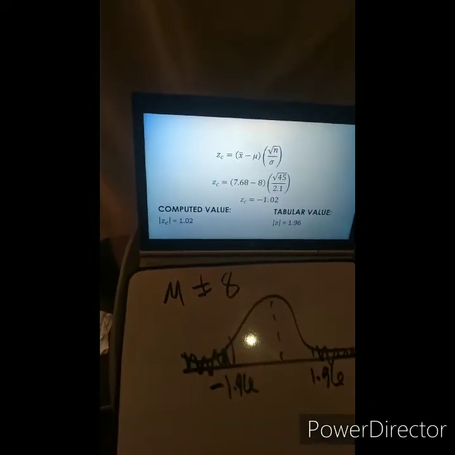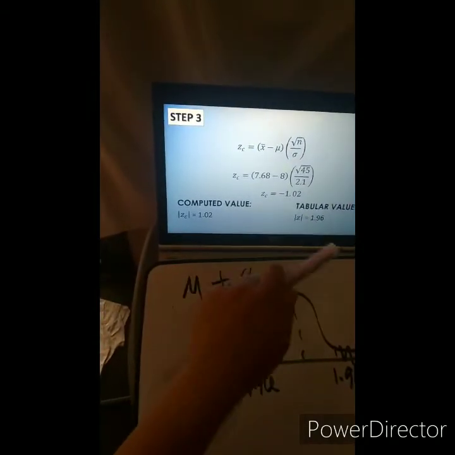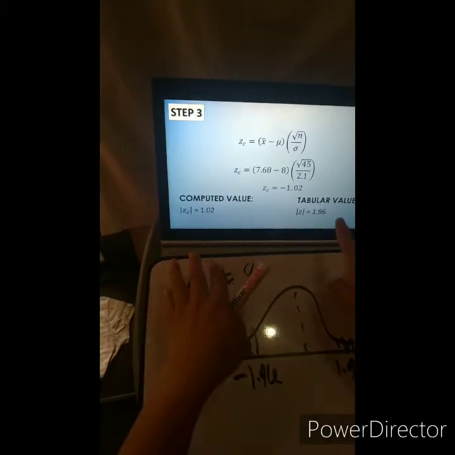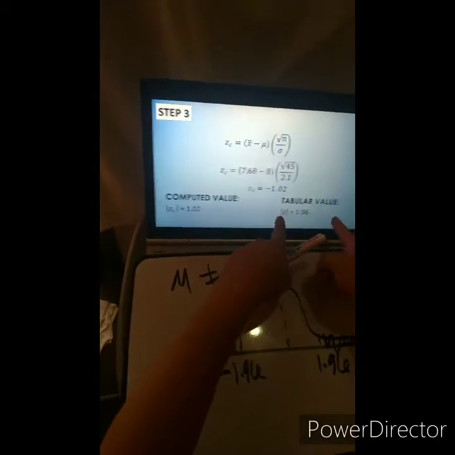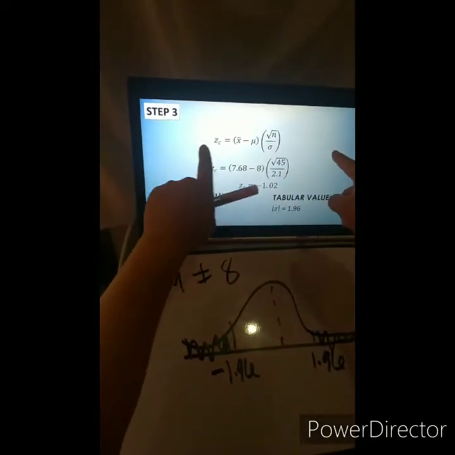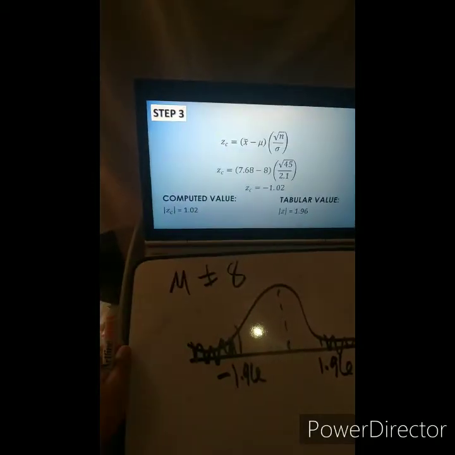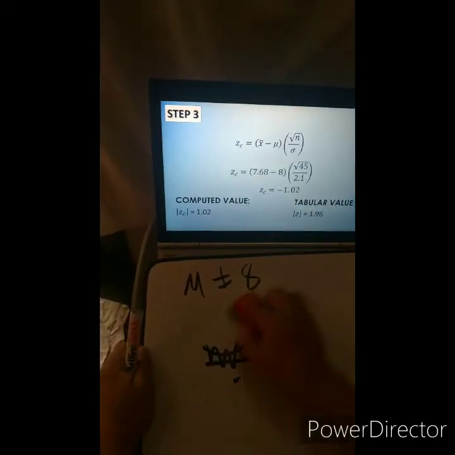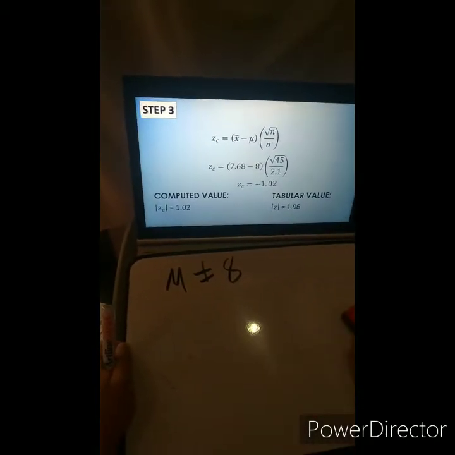Alright, so now let's solve. That is our step 3. We have here, if you could notice, the tabular value and the computed value. The tabular value is what we got from the table a while ago. The computed value is z sub c equal to the sample mean minus the population mean, quantity times the square root of n, all over sigma.